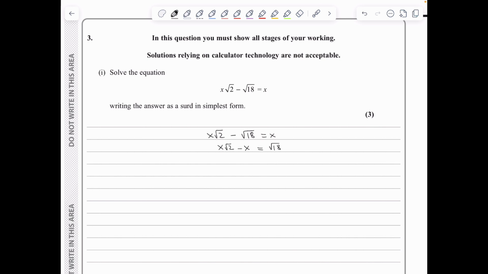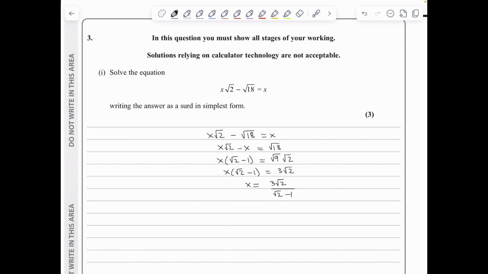I will factor out the x on the left hand side, taking me to x bracket root 2 minus 1. And on the right hand side, I will decompose root 18 as the root of 9 times the root of 2. So we're looking at x times root 2 minus 1 being equal to 3 root 2. And obviously the next step is to say that x is 3 root 2 over root 2 minus 1.